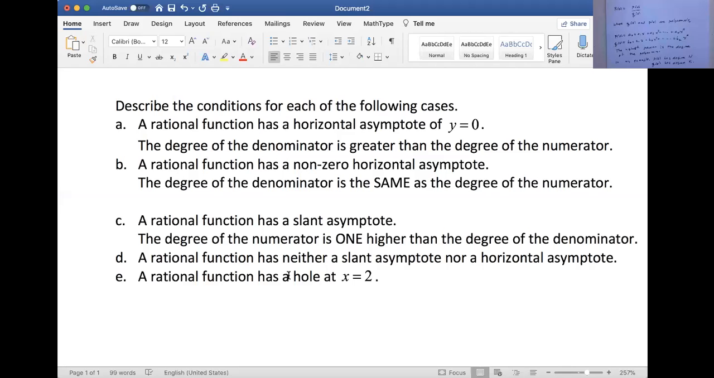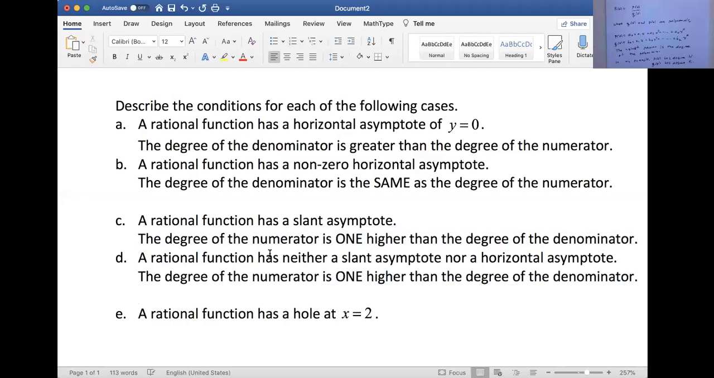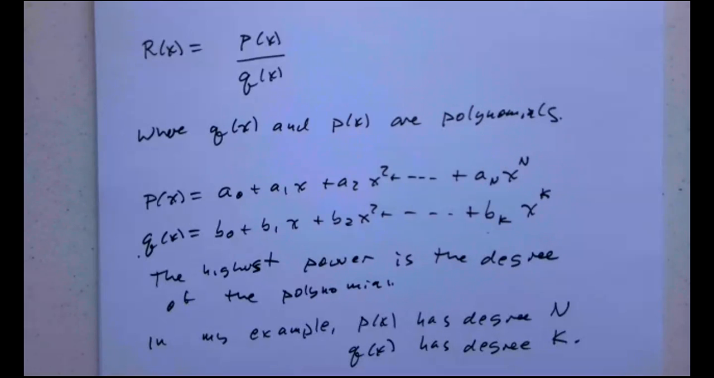And what next? A rational function has neither a slant asymptote nor a horizontal asymptote. And then for that one, the degree of the numerator is more than 1 higher than the degree of the denominator. If the degree of the numerator is more than 1 higher than the degree of the denominator, then that's going to happen. So we sort of looked at that on Desmos. We can look at it again. You're going to have neither situation.